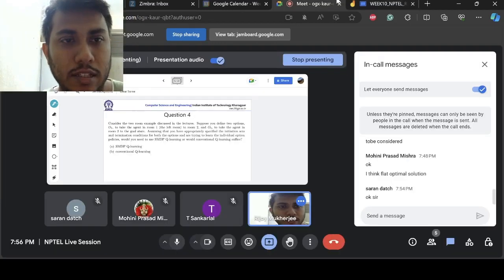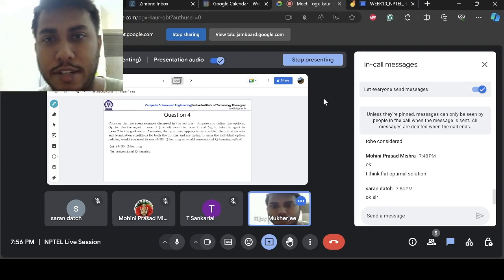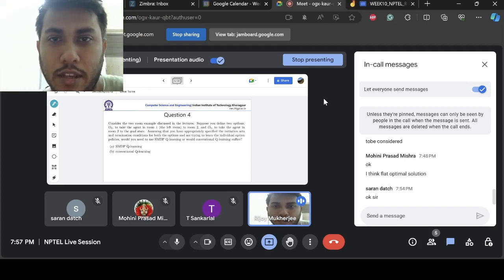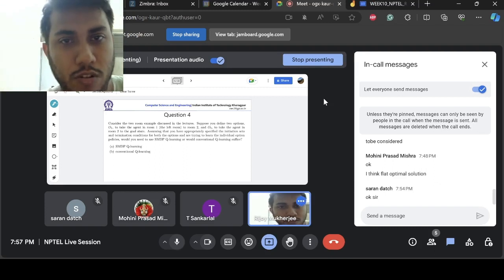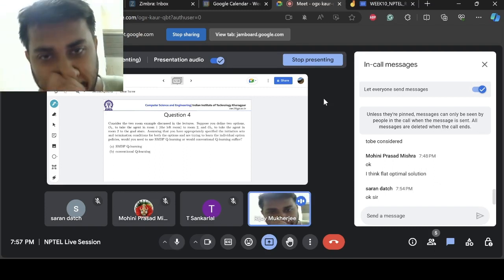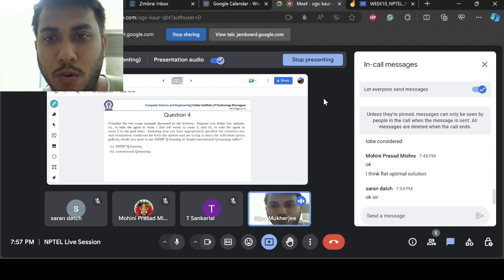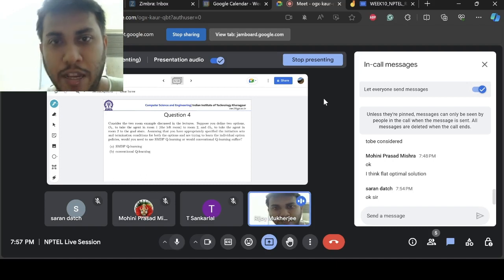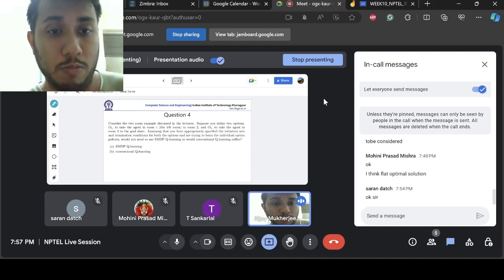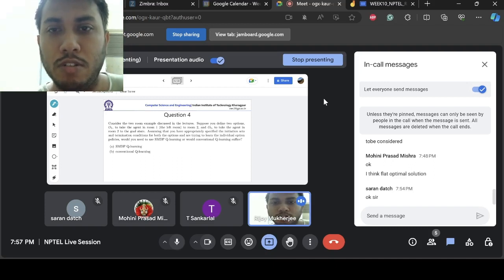So it is saying consider the two rooms example. Suppose you define two options, O1 to take the agent from room 1 to room 2, and O2 to take the agent from room 2 to the goal state, assuming that you have appropriately specified the initiation states and the termination condition for both the options, and are trying to learn the individual option policies. So you are trying to find the individual option's policy. Would you need to use SMDP Q learning or will conventional Q learning suffice?